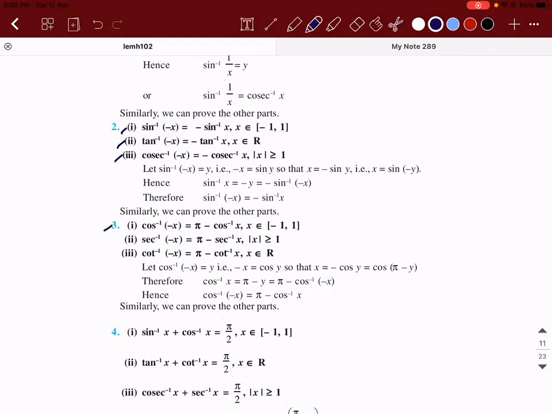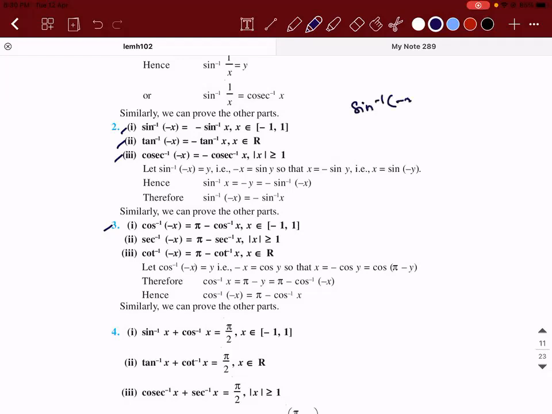Then you have another set of property. Cos inverse of minus x is not minus cos inverse x. Rather, it is pi minus cos inverse x. Now you know the logic of why that pi minus is coming. Before that, we will prove this thing.